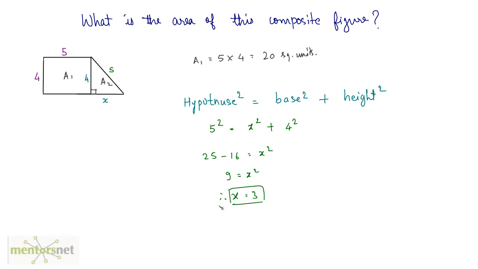Now the base is 3 units. We can calculate the area of this triangle. So area of this triangle is equal to half into base into height. So base is 3 into height is 4. So 2 times 2 is 4. A2 is equal to 3 times 2 is 6 square units. Now we have to calculate the area of this composite figure. So A is equal to A1 plus A2, and we have A1 as 20 plus A2 as 6, and that's 26 square units.